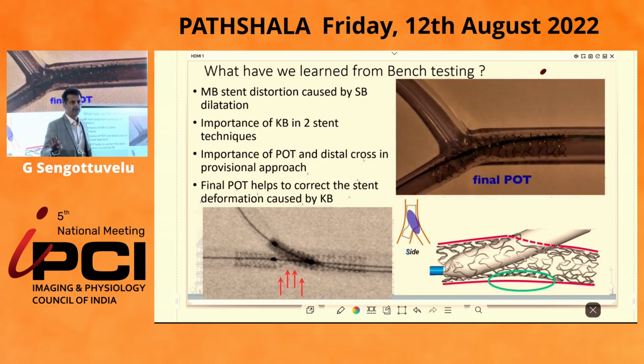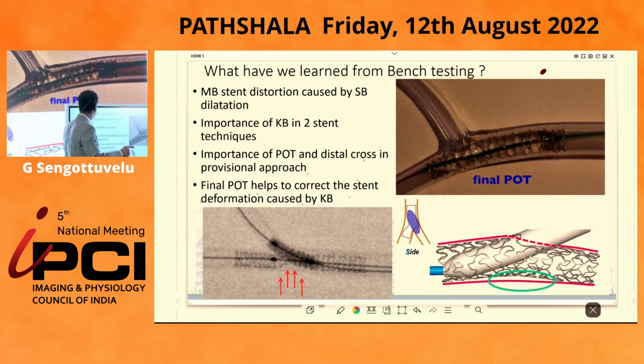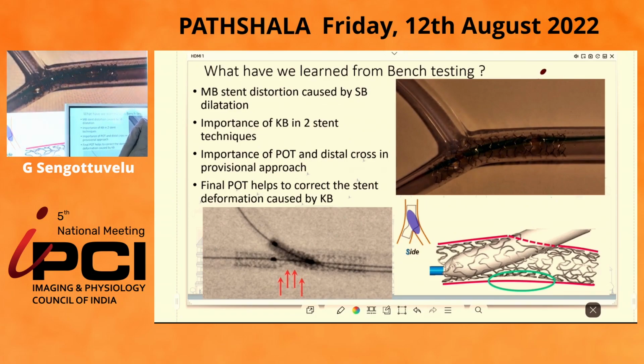So as long as it is a provisional stent, if you don't put a balloon into the side branch, then we can even go without kissing. I think it's also important to know the importance of POT and distal cross. That is very important if you are going to do a kissing balloon. I'll come to that in the next slide. Next, please.